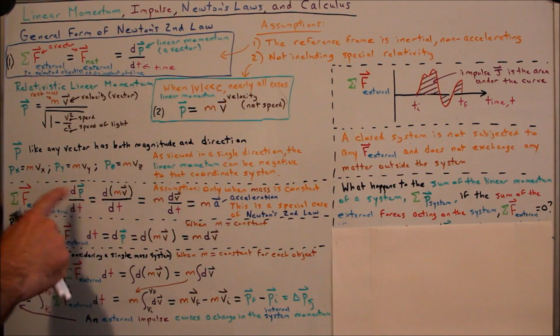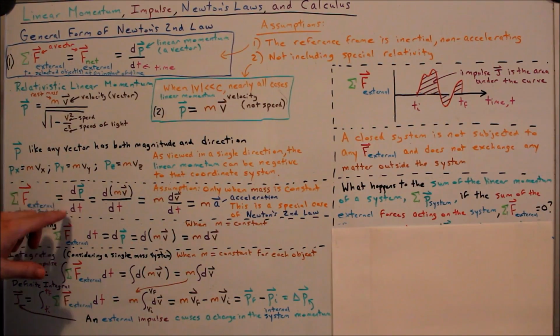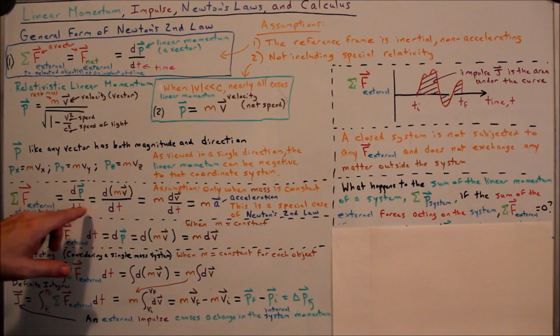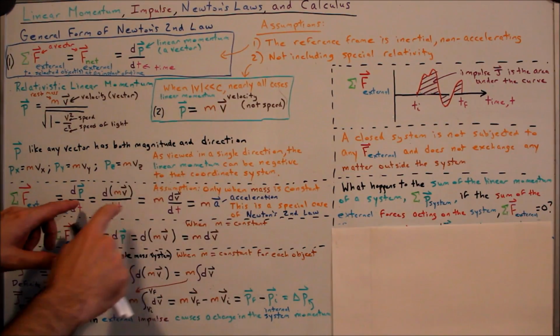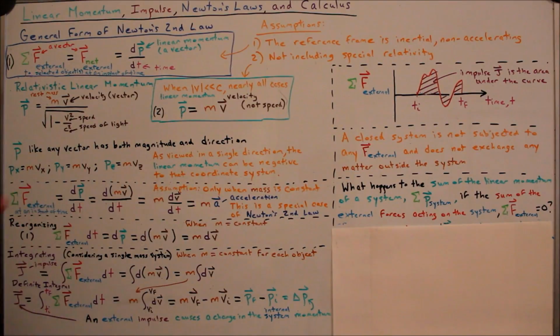And so we'll start with the general case that the sum of all external forces acting on an object at an instant of time equals the rate of change of linear momentum as a function of time. We're going to substitute in our value for linear momentum, which is mass times velocity. And now we're going to make our third assumption.